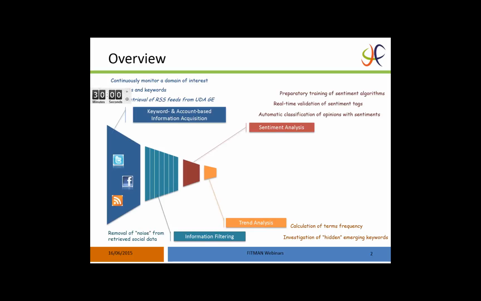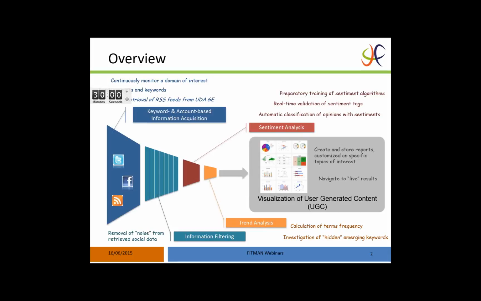In the next step, what we offer is what we call trend analysis. We identify which keywords appear more frequently in the posts that have been collected, and we give the opportunity to identify the hidden keywords that are emerging, that are discussed a lot online, but had not come to our attention until now, as we will see in the video later on.